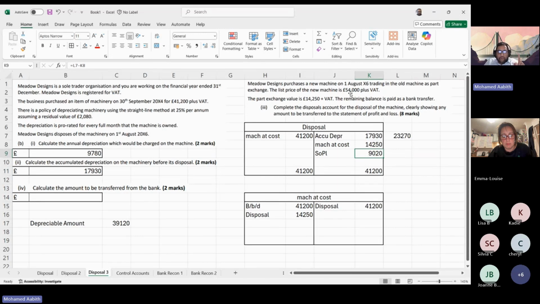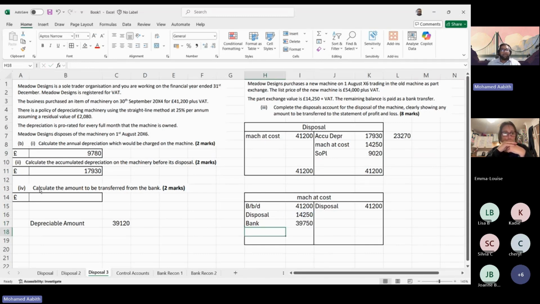The next one is the original value of the machinery was 54,000 pounds plus VAT. Okay, so they're asking you here, what is the part exchange value? The part exchange value was 14,250. So therefore, the money we paid out of the bank will be the difference between them. So here I'm going to say bank, the amount will be 54,000 minus 14,250.